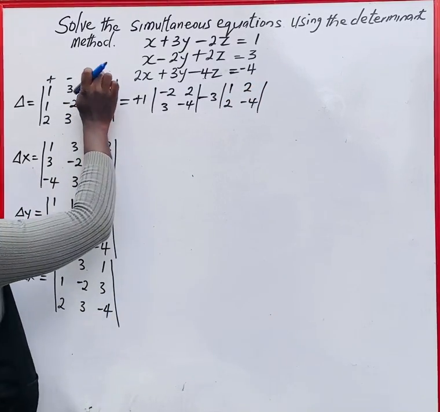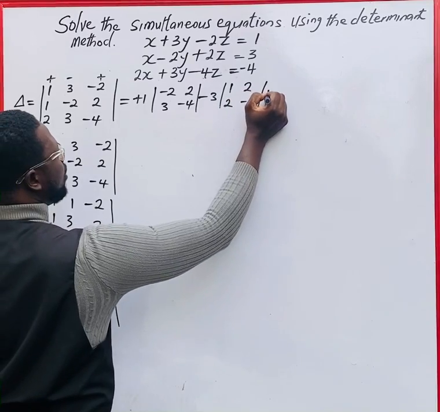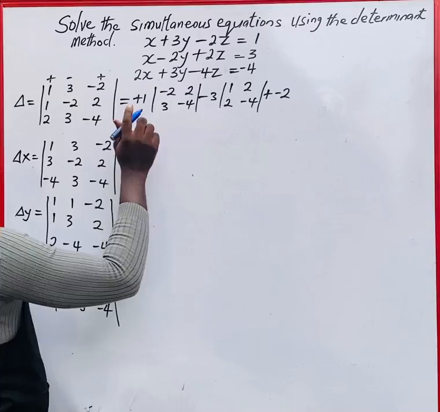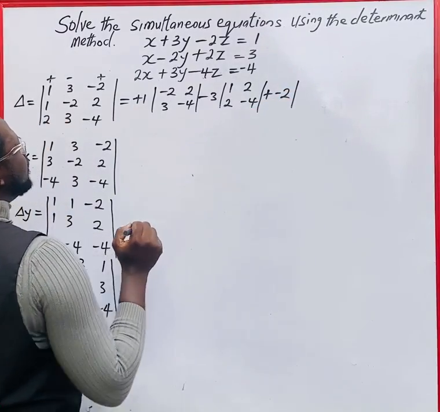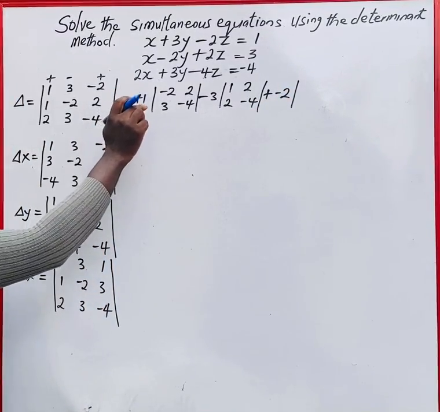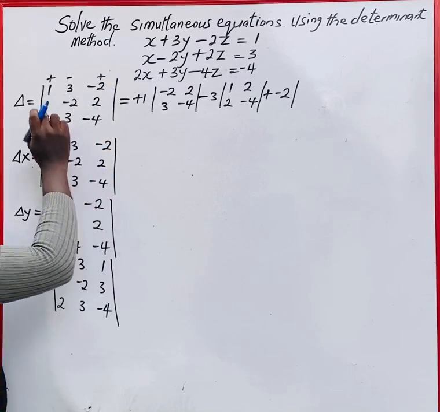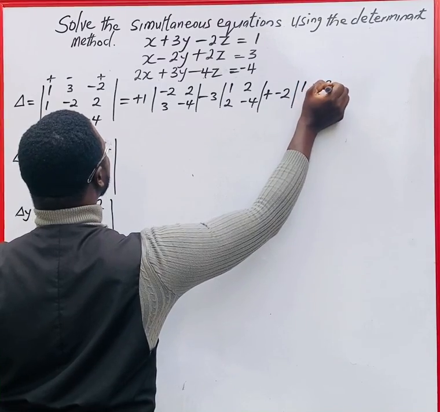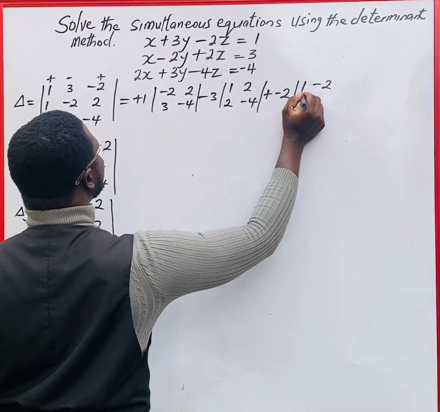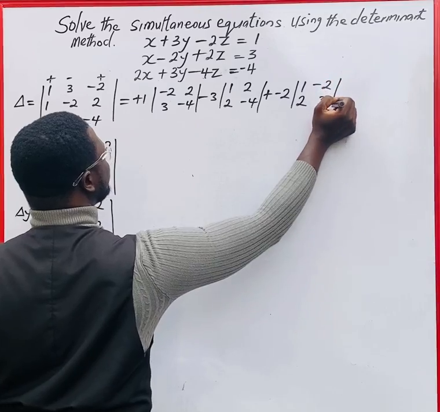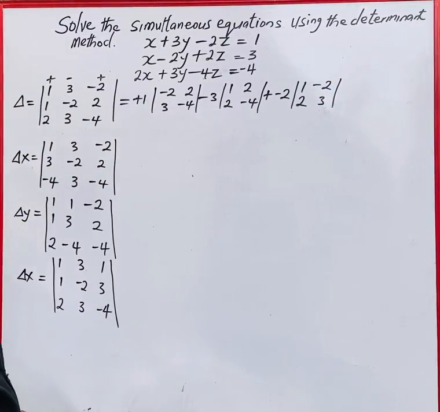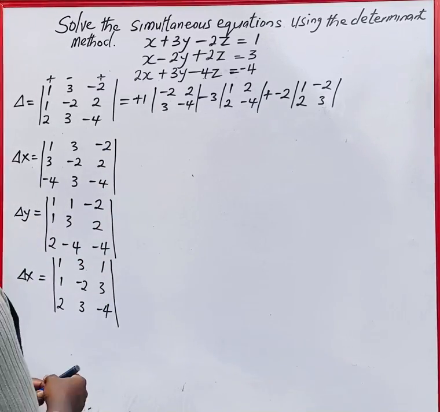Then for the last one, which is plus, the coefficient there is minus 2. So close the first row, close the last column. You have 1, minus 2, 3. So we've gotten the factors and the signs here. Let's solve it out and see what it gives us.